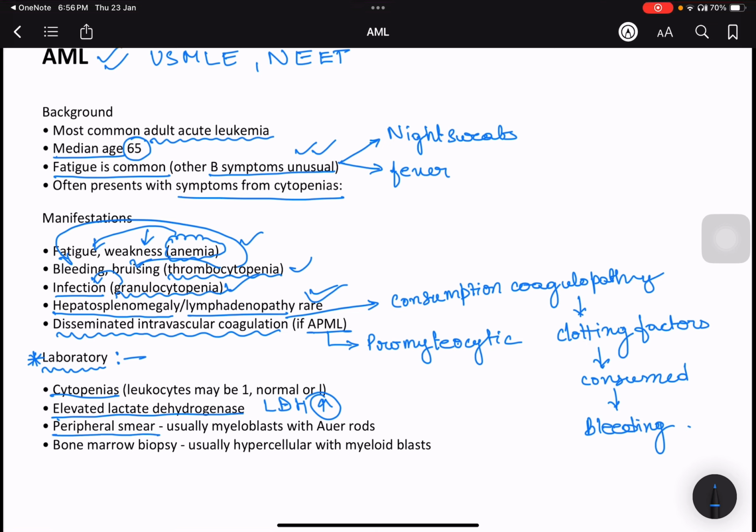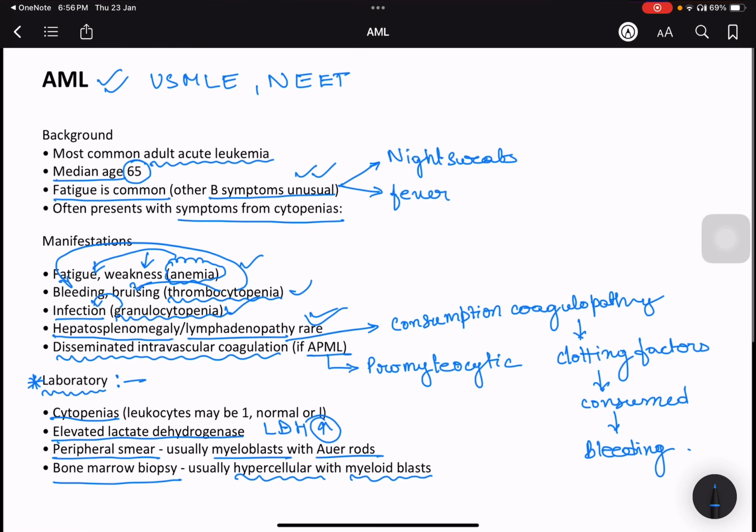In the peripheral smear, we can see some myeloblasts with Auer rods. Bone marrow biopsy is also a very important investigation, which will show hypercellularity with myeloid blasts. Okay, so this is all about AML. And being precise, these are the most important points that need to be kept in mind for solving the questions.